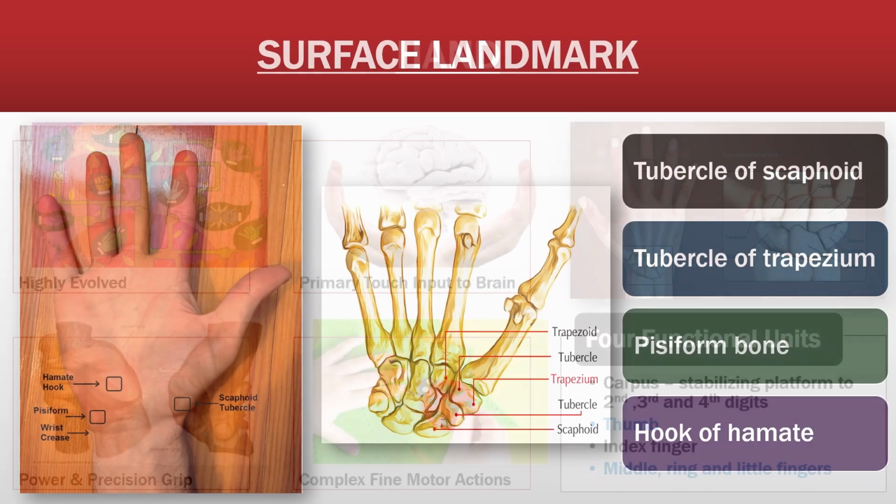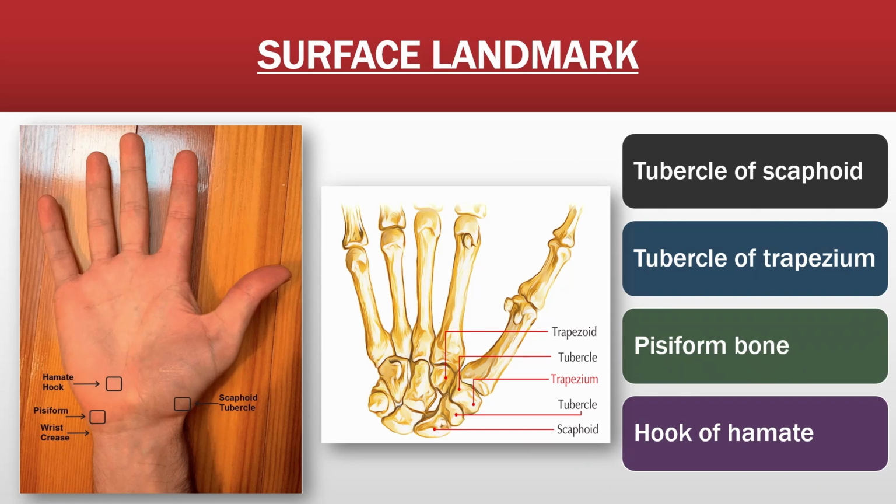So, when we see the hand, the first thing we consider is the osteology of the hand. It has a complex osteology: it has carpals, metacarpals, and phalanges. These are the carpals, then you have the metacarpals, and further the phalanges. You can palpate these structures from the surface. This is your surface landmark.